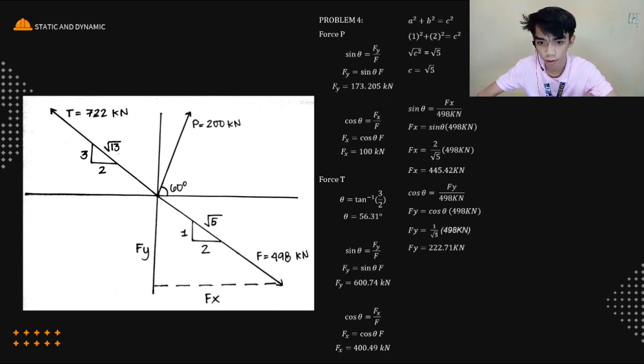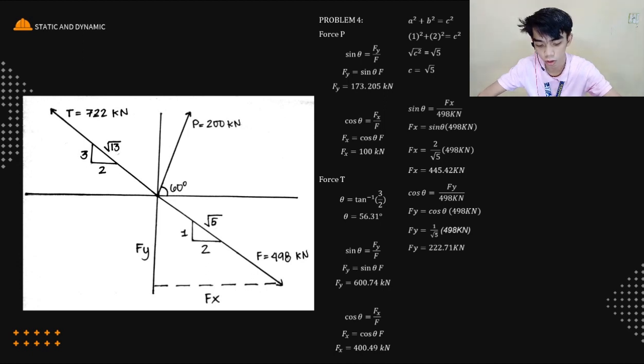Last, the force F is 498 kN, with F of X equal to 2 and F of Y equal to 1. To get the angle of force F, like what we did earlier with force T, shift tangent 1 over 2. The answer is 26.25. So that will be our angle for force F.